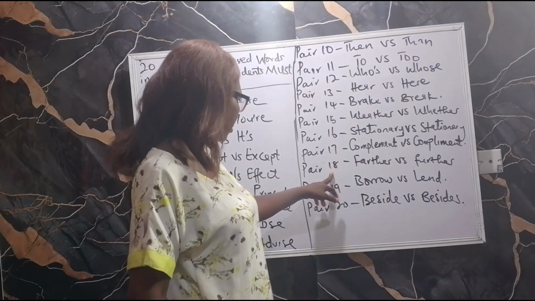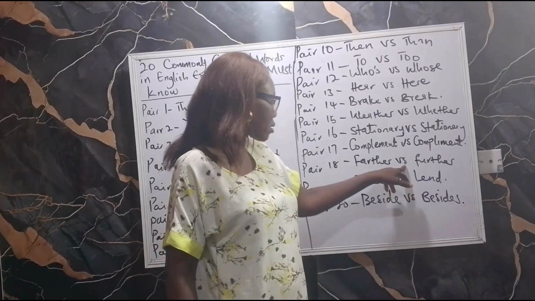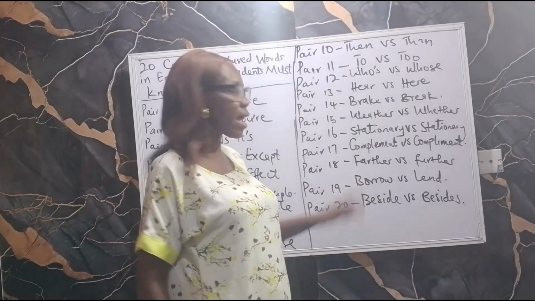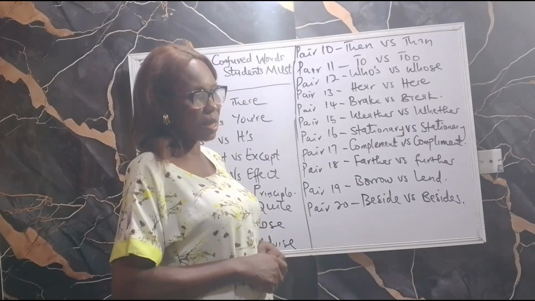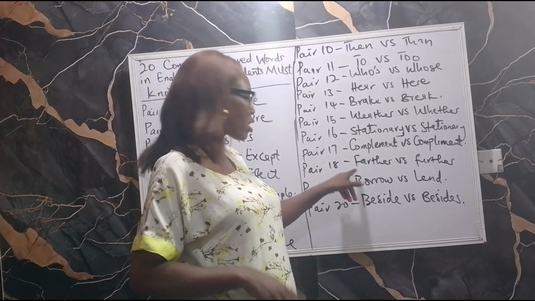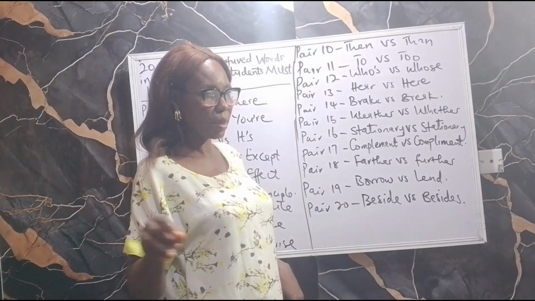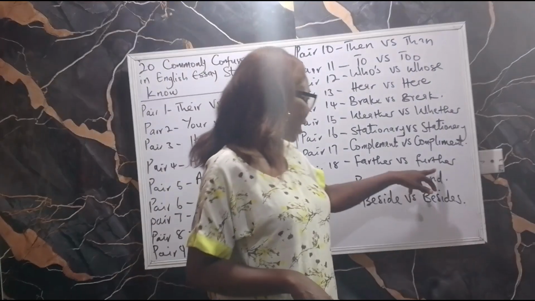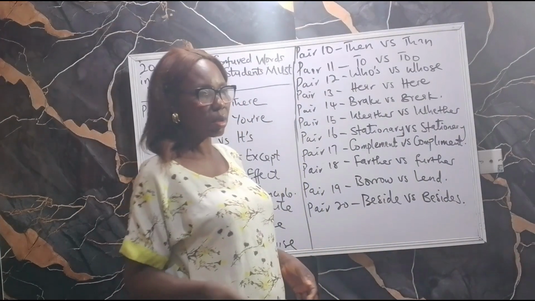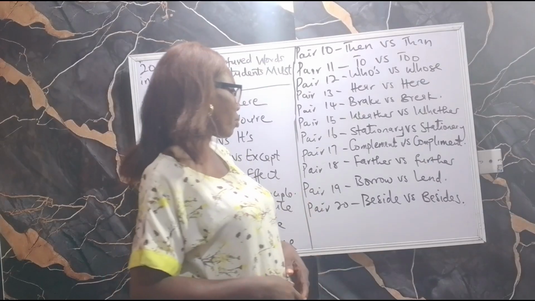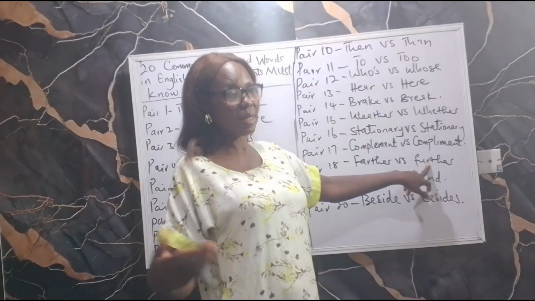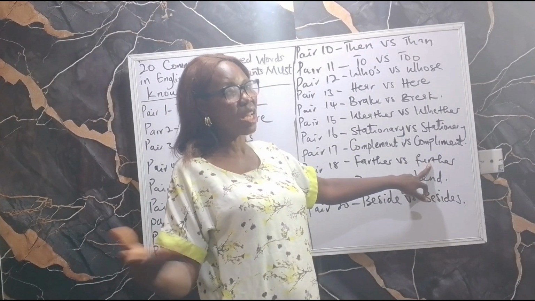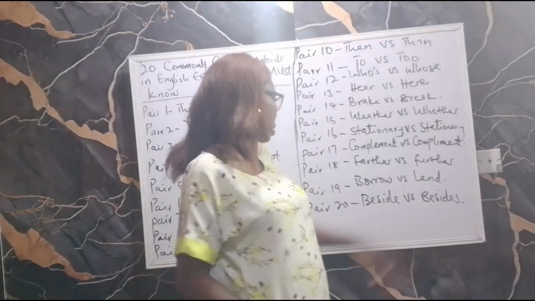Then 18, pair 18, we have farther versus further. Farther here has to do with physical distance. For example, Lagos is farther than Abuja. Then further here has to do with addition or more. We need further explanation. That is, we need additional explanation or more explanation.